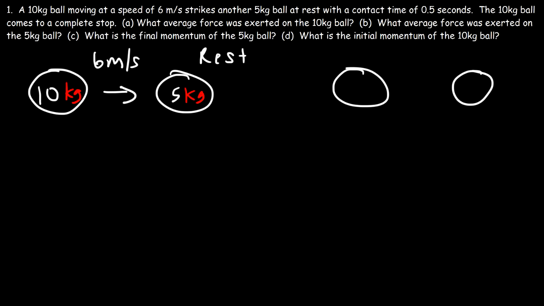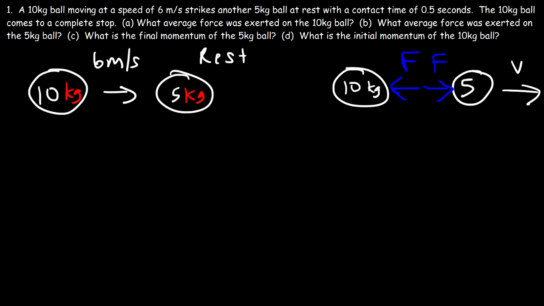Now, in order for the 10-kilogram ball to come to a complete stop, that means that if it's moving to the right and it stops, there must be a force that was exerted on the 10-kilogram ball that caused it to stop. And if the 5-kilogram ball is now moving to the right, there must be a force that caused that 5-kilogram ball to accelerate to the right. And based on Newton's third law of motion, these two forces are equal and opposite in direction.